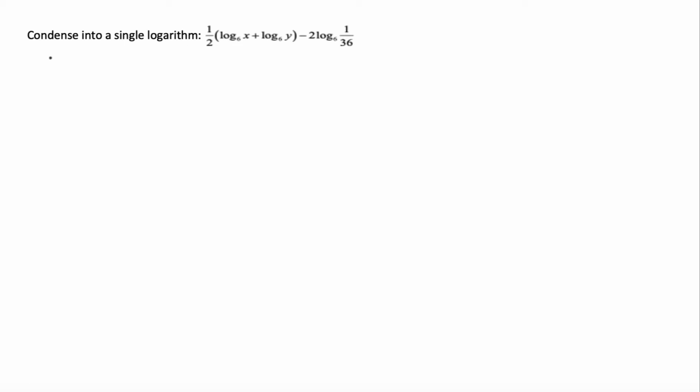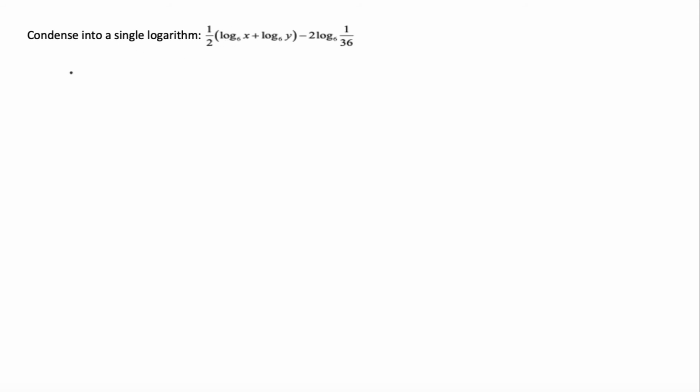All right, so here we want to condense into a single logarithm. We have 1/2, and in parentheses, log base 6 of x plus log base 6 of y minus 2 times log base 6 of 1 over 36. Okay, so first thing we should do is probably just distribute through this 1/2.